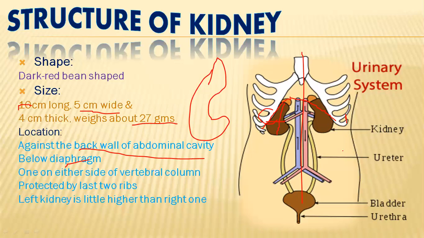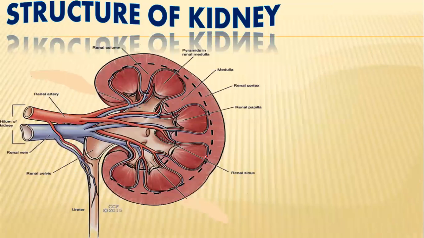Because the liver is too large an organ. That is the largest endocrine gland, what we can say, the largest gland in the body. So it compresses that just a little bit downward. Okay, so let's talk about the structure of the kidney in detail.